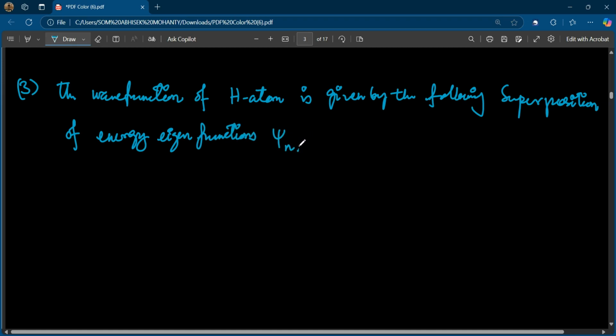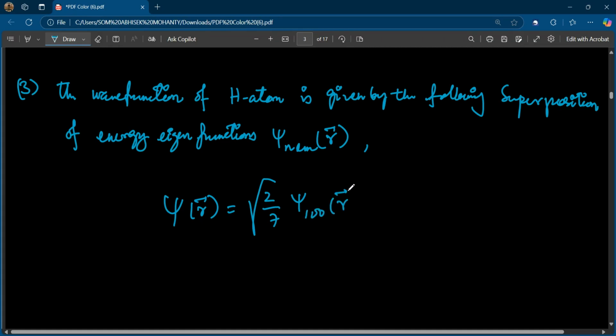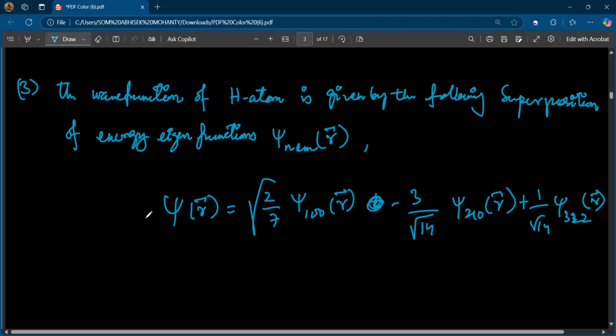psi n l m of r vector. So psi of r is equal to root over 2 by 7 psi 100 of r vector, minus 3 by root 14 psi 210 of r vector, plus 1 by root 14 psi 322. So this is your psi.